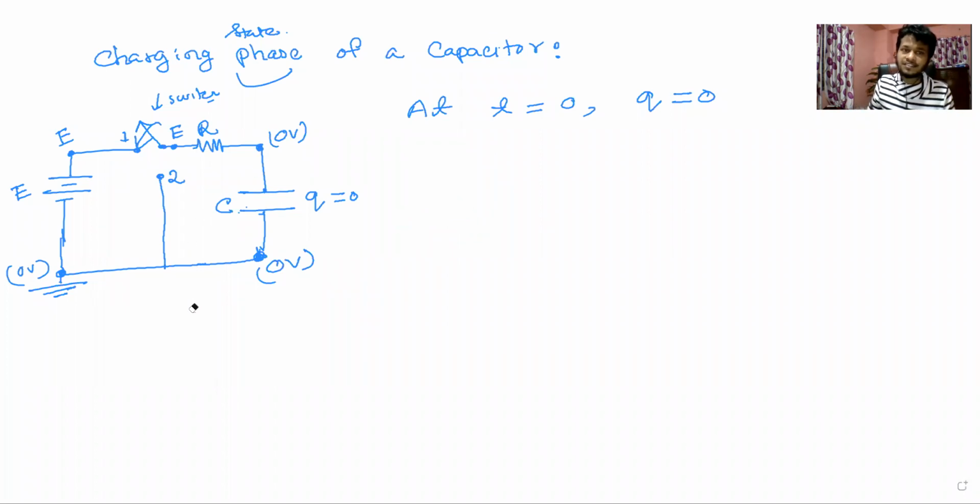Fine. And this is the scenario at time t equals 0, right? Okay. This is the scenario at time t equals 0. Fine. So now, what would be the current at time t equals 0? Can you tell me?